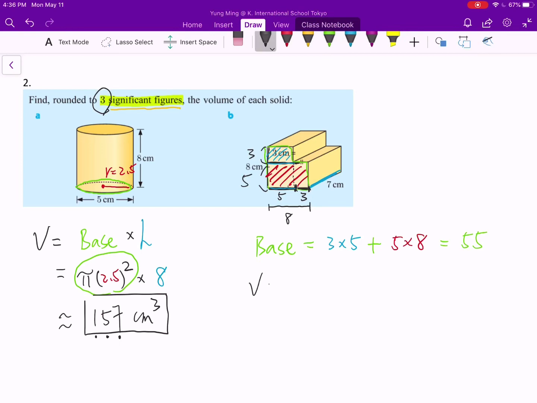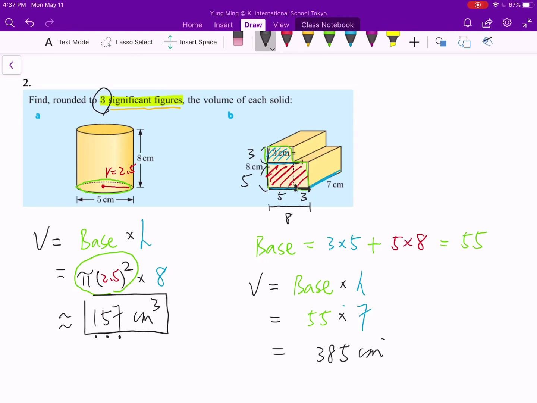And we just need to find the volume. Right, the volume is just our base area multiplied by the height. Right, the height in this case is 7. Okay, so we plug things in. Our base is equal to 55. Right, our height is equal to 7. So 55 times 7, this is going to give us something quite exact. Right, the answer is 385.